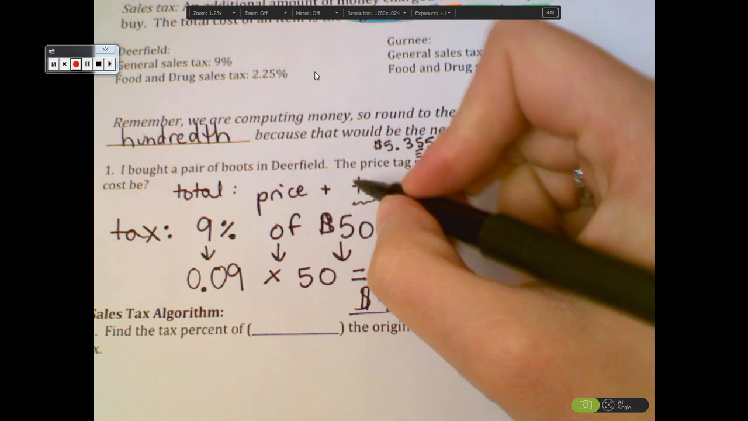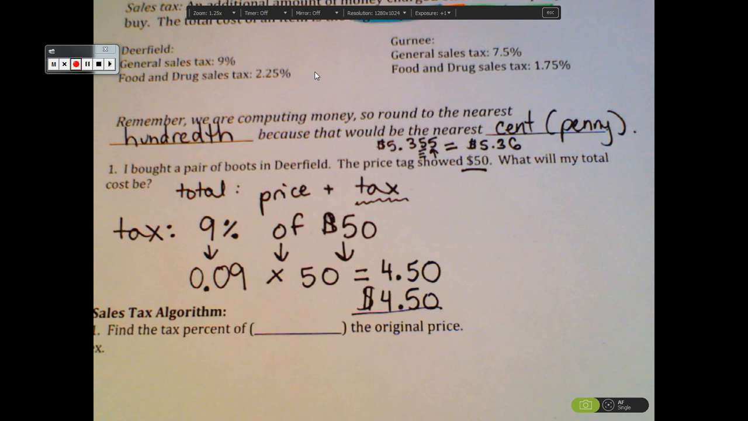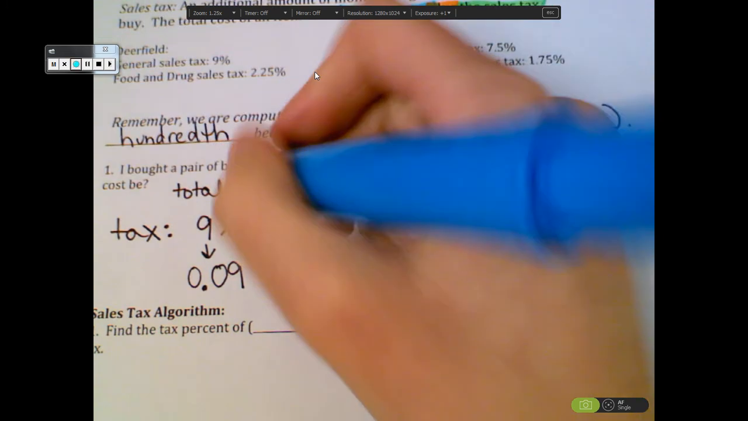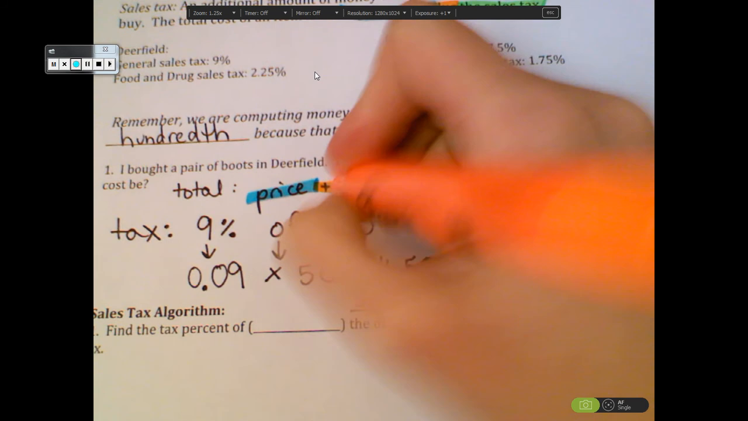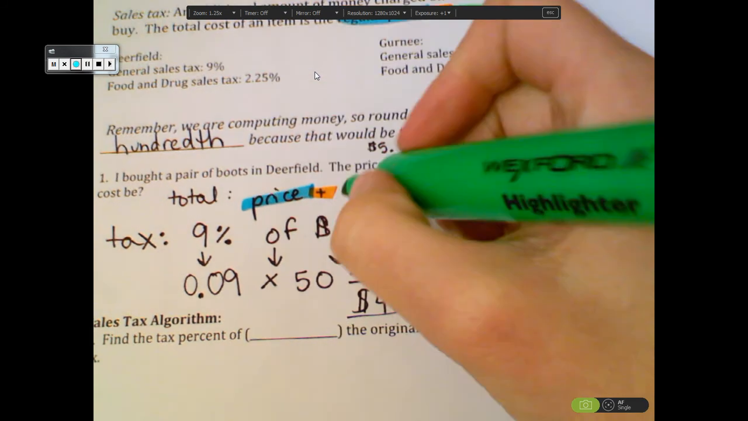So again, to find our total price, we're going to need to do the original price that was on the price tag plus that little bit of sales tax that we just calculated.